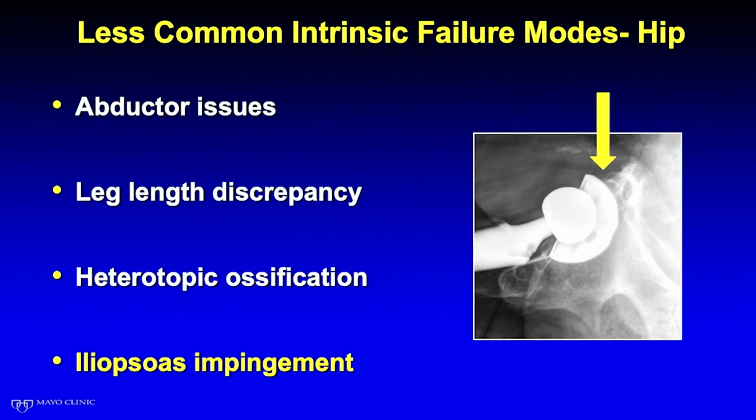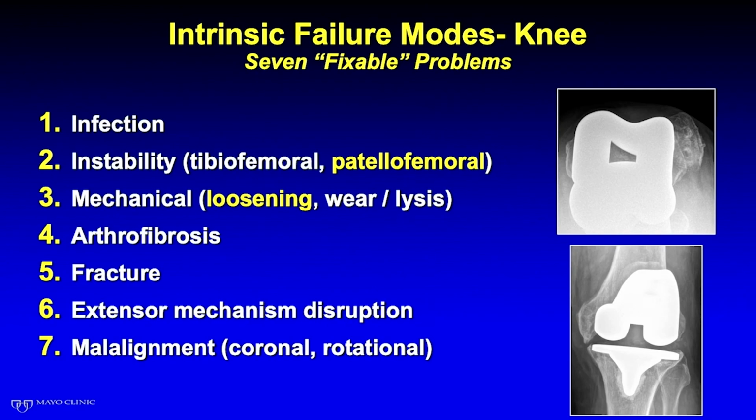Some other less common intrinsic failure modes: abductor issues, leg length, heterotopic ossification. I point out iliopsoas impingement. This one sometimes slips through as a cause of enigmatic groin pain, especially activity-related hip flexion, getting in and out of a car, getting in and out of bed. This particular view, the cross-table lateral x-ray, can really start to highlight that uncovered anterior socket that can cause pain. So don't forget about that one.